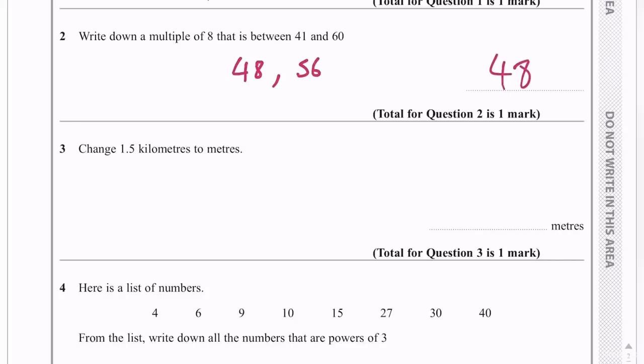Change 1.5 kilometres into metres. There are 1,000 metres in every kilometre. So 1,000 metres equals 1 kilometre. So 1.5 would be 1,500 metres.